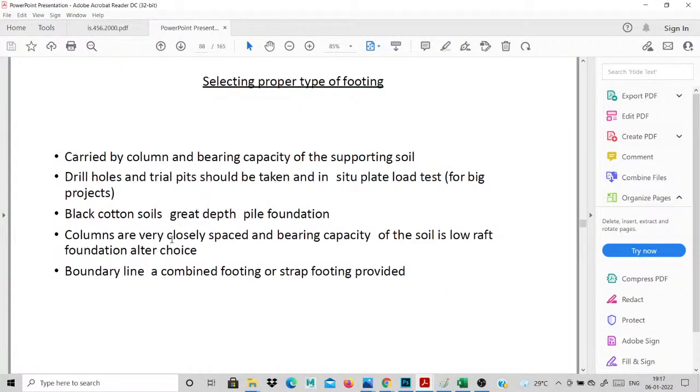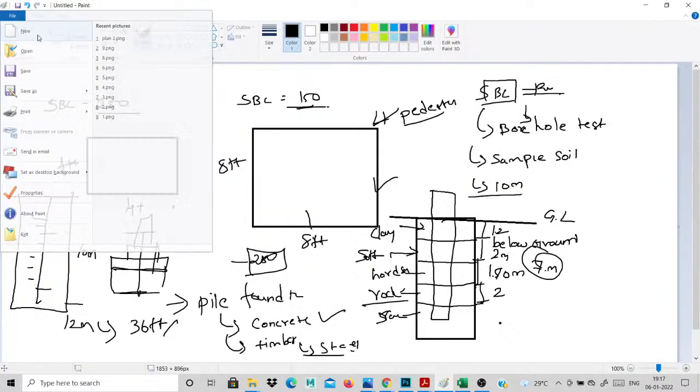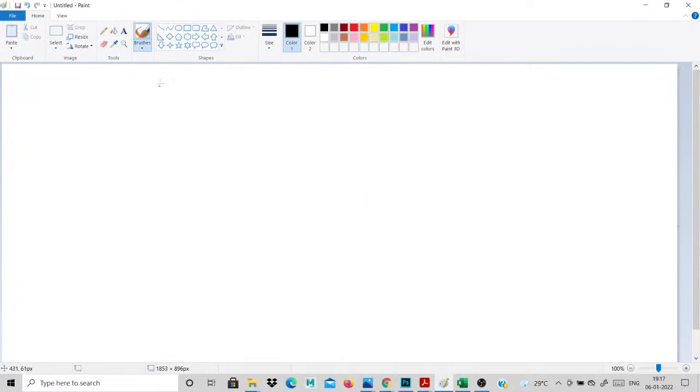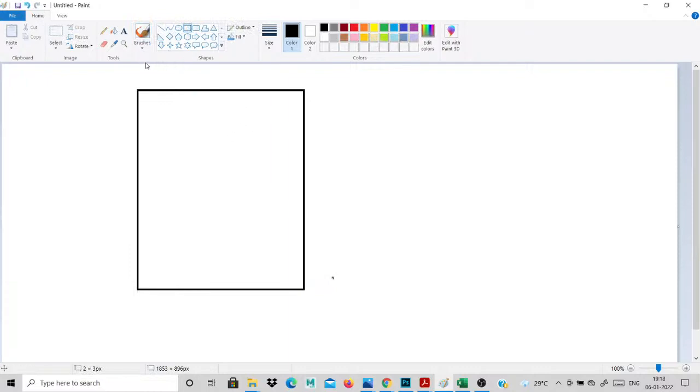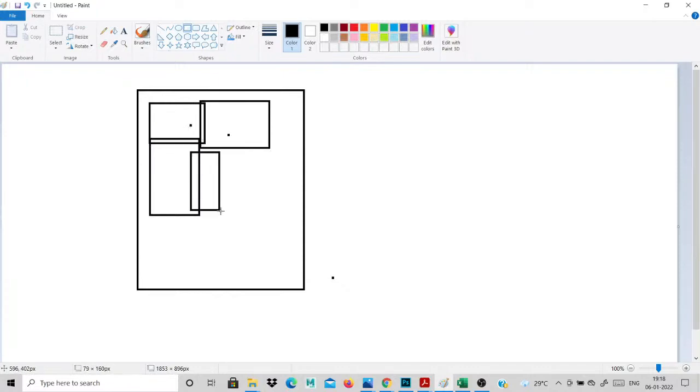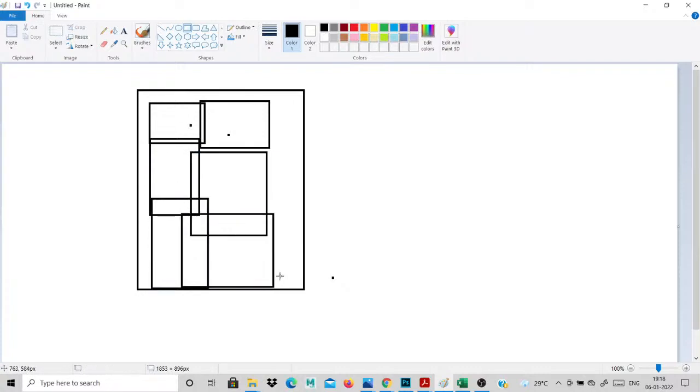Next, the columns are very closely spaced and the soil has low bearing capacity; a raft foundation is an alternate choice. Why is this chosen? For example, I simply draw my building plan and the pedestal sizes. The pedestal size will be high, so all the pedestal sizes will automatically merge.